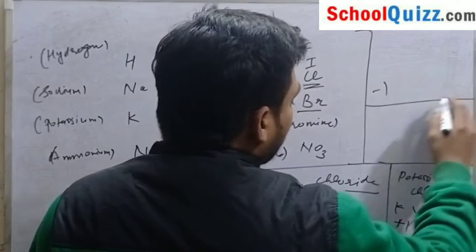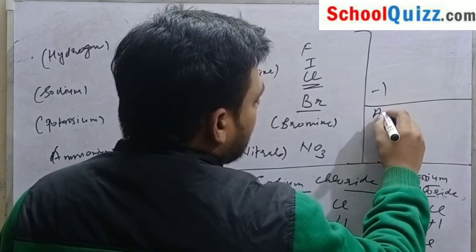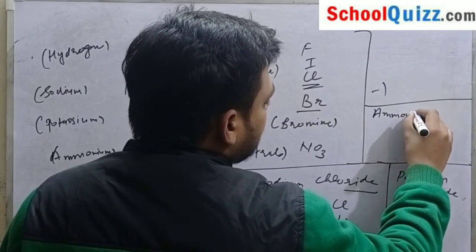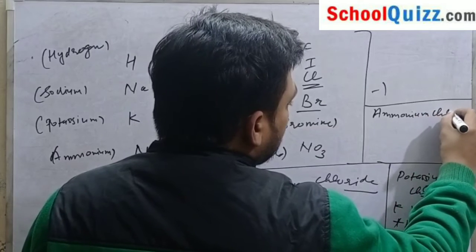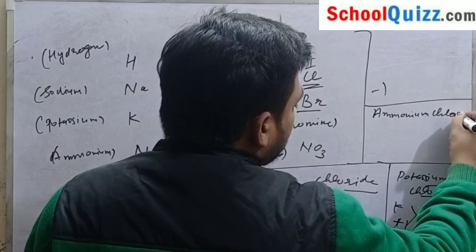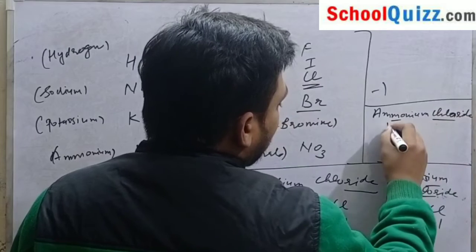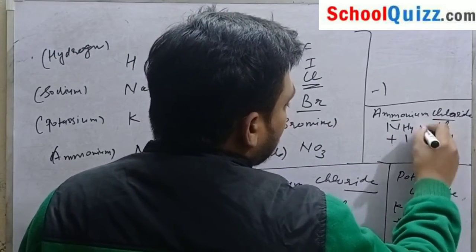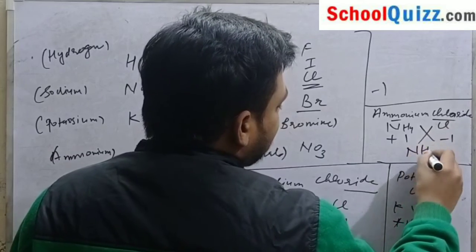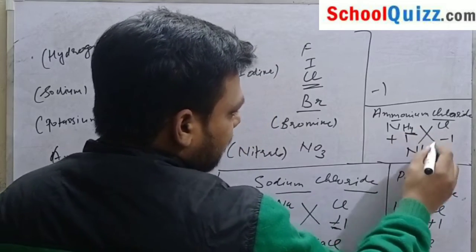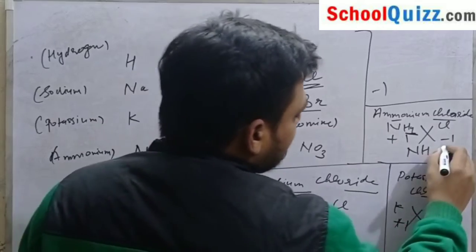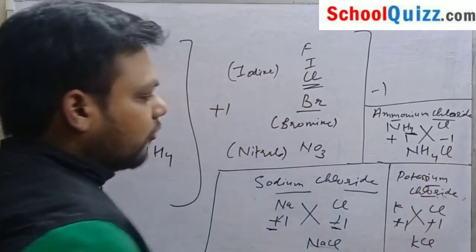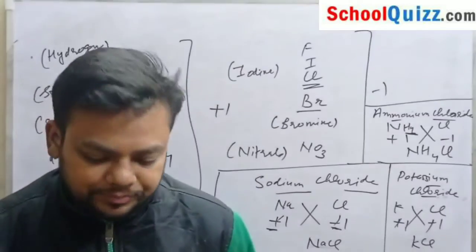Suppose we have to take ammonium chloride. NH4 and Cl, plus 1 minus 1, crisscross. This 4 is a part of ammonium, so it is NH4Cl.